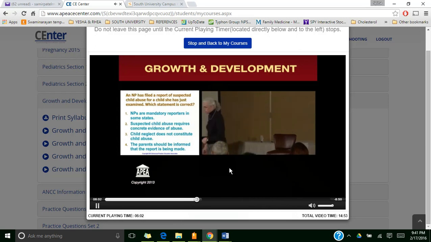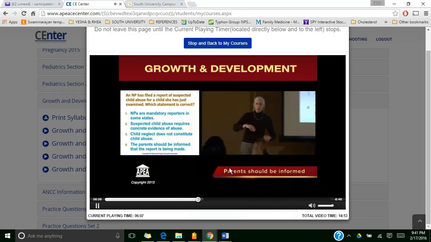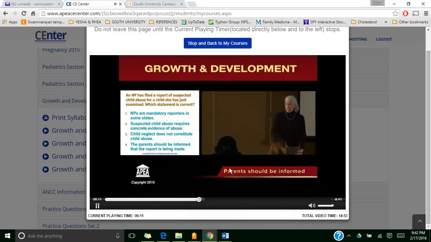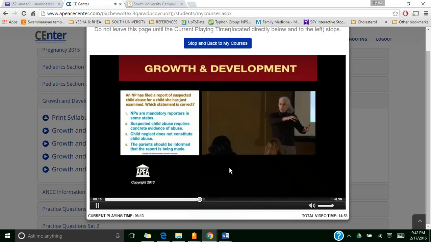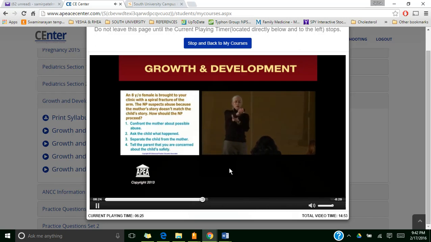Number 2 says, ask the child what happened. Well, if you read the stem of the question, the child told you some story. I mean, they tell you what happened. An 8-year-old is a pretty darn good historian. So I'm not going to ask her again. Look at number 3. Number 3 says separate the child from the mother. You only ever do that if the child is in imminent danger. Otherwise, if you do that, mom is going to know that you are on to her, and she may bolt at the first opportunity. Number 4 seems like a good way to start this very difficult conversation.